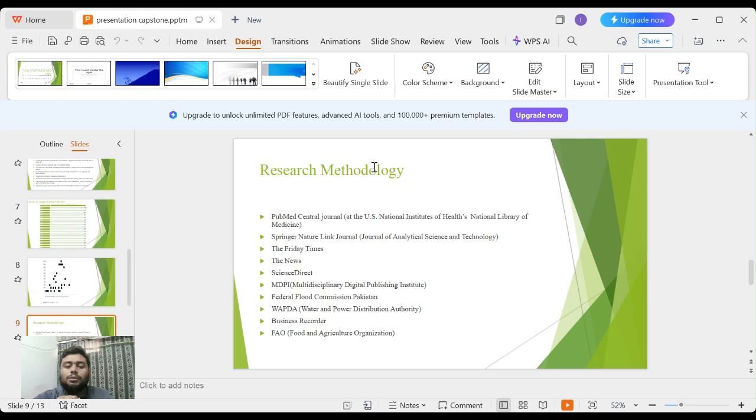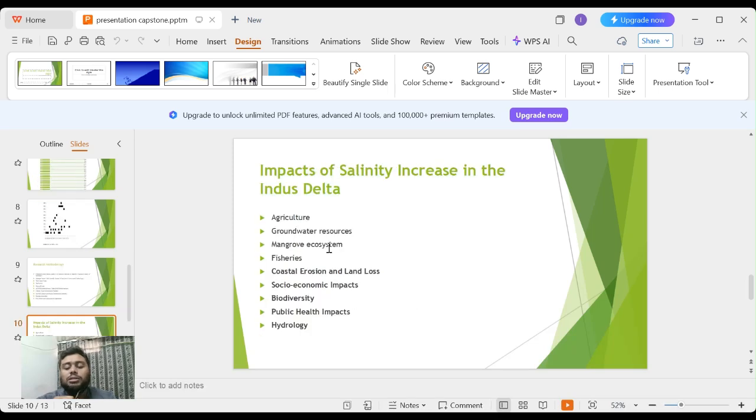I collected data from different websites like PubMed, Media Center, then the United Nations, the National Institutes of Health, National Library of Medicine, Springer, then the Federal Times, which is a website, and the Multidisciplinary Digital Publishing Institute. Otherwise, I used Pakistan's definitions, WAPDA, and also the Food and Agriculture Organization.